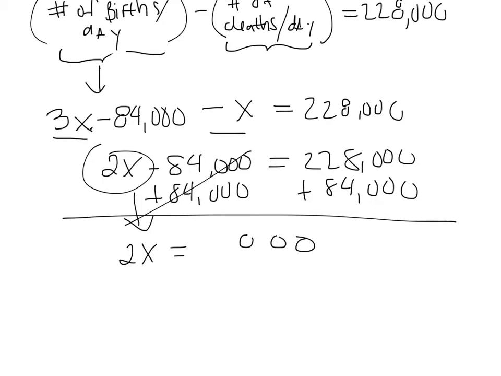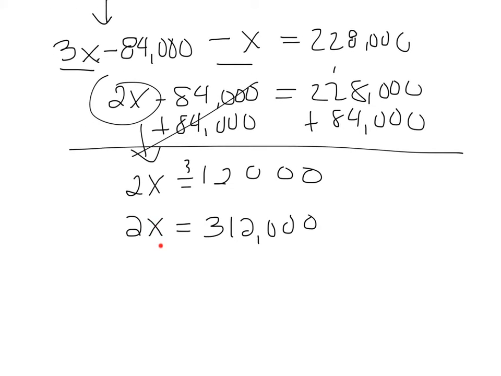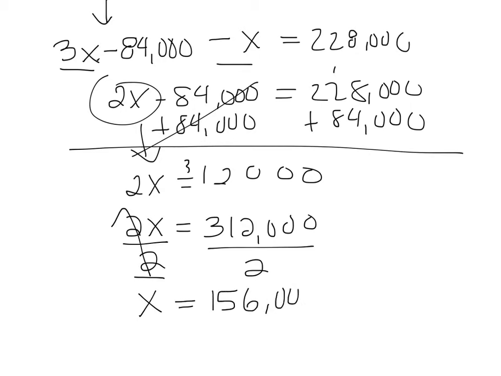So 2x equals 312,000. And so we ask ourselves, well, 2 times what number, right, gives me 312,000? Well, all you have to do is divide by 2. Why? Because you want to make this a 1. You're looking for 1x. And if you divide 312, right, if you cut it in half, you get 156,000. So x is 156,000.